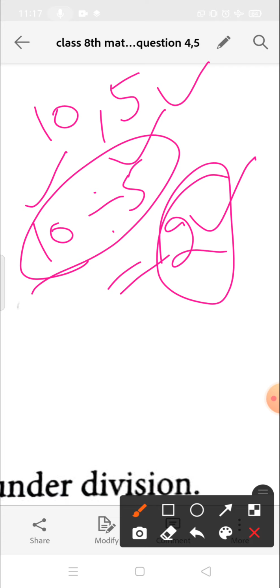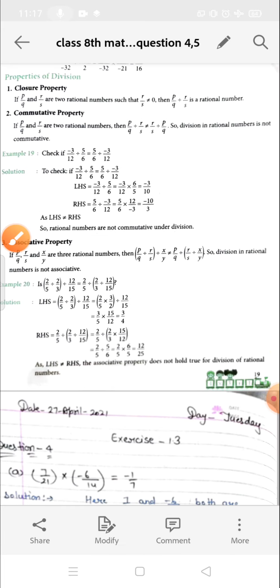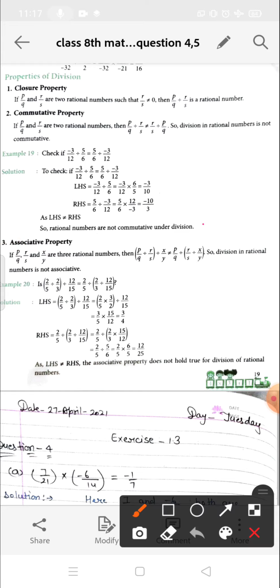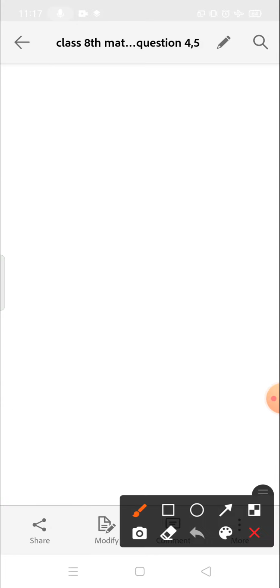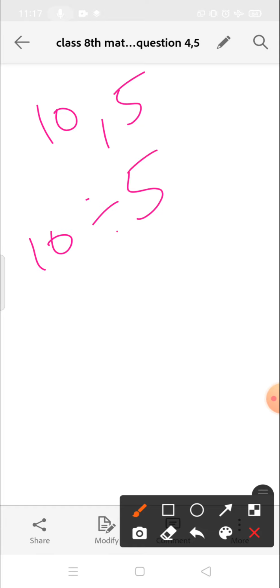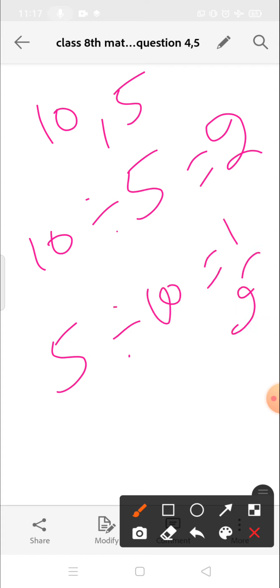So from here we can say that rational numbers satisfy the closure property, but they do not satisfy the commutative and associative properties. For this we will take an example. Let us take 10 and 5. If I divide 10 by 5, it will be equal to 2. If I divide 5 by 10, it will be equal to 1 by 2. In both cases, the value is different. So we can say that the commutative property does not hold for division of rational numbers.